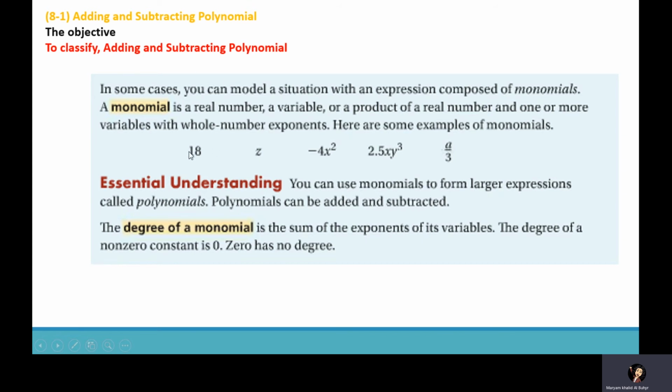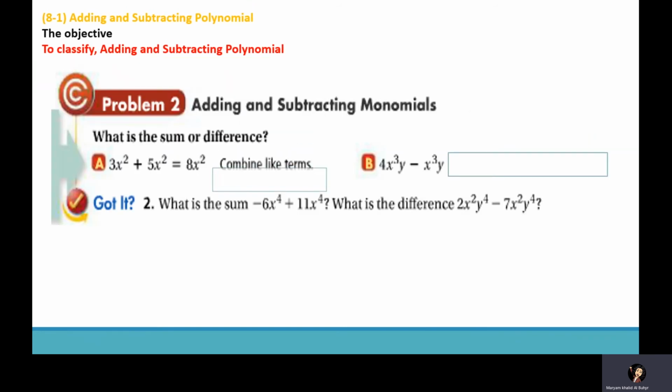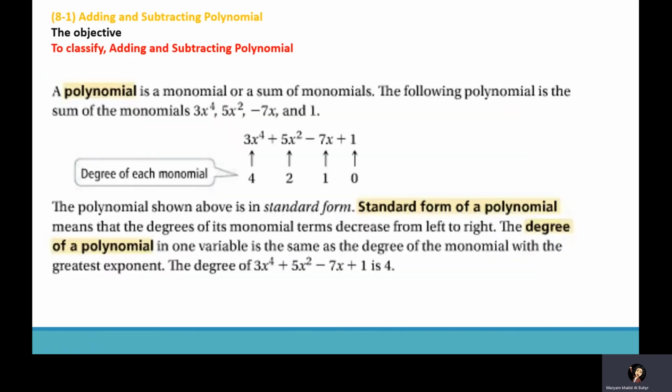And I discussed with you the meaning of the monomial, which is only one term, and the degree of a monomial, which is the sum of the exponents of its variables. We finished the first problem and the second problem, and we also discussed the general meaning of the polynomial and the standard form of the polynomial, and the degree of the polynomial, which is the greatest exponent. All right.